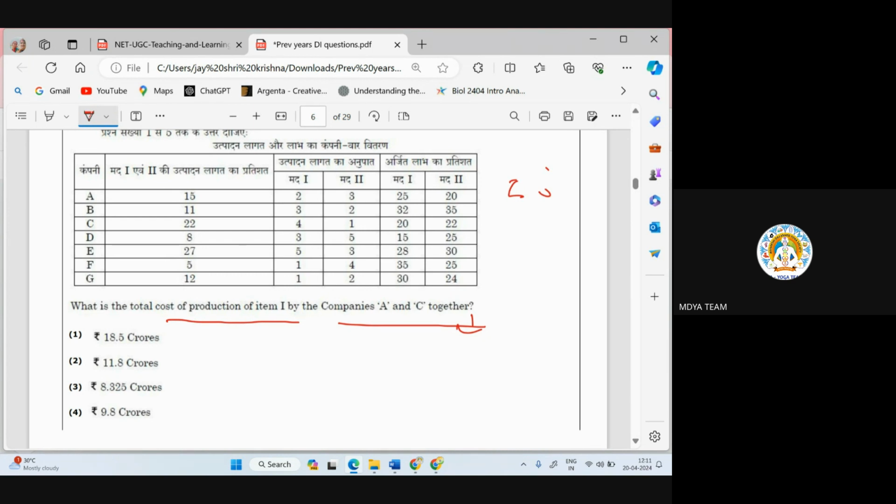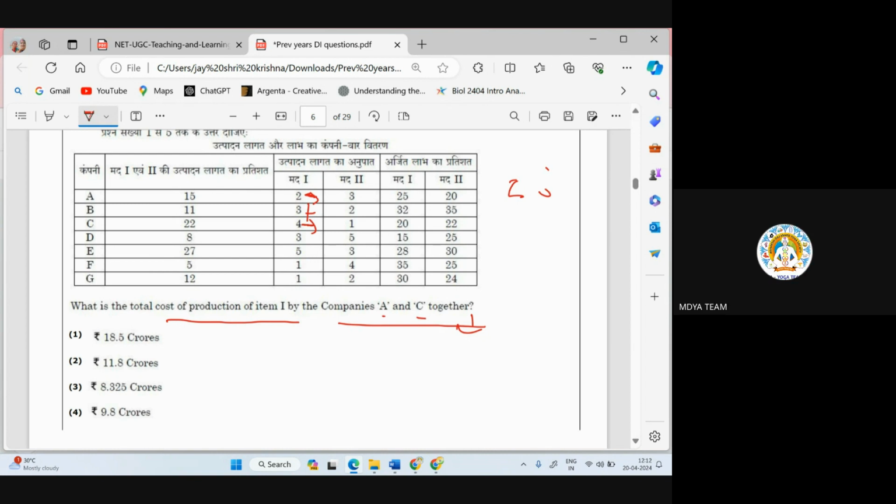Okay, how will we do it? What is the total cost of production? Cost of production of item 1 means we need to calculate for companies A and C, the cost of production of item 1 by company A and by company C. We need to calculate this value and this value, and add both values. Understood? Yes, sir.